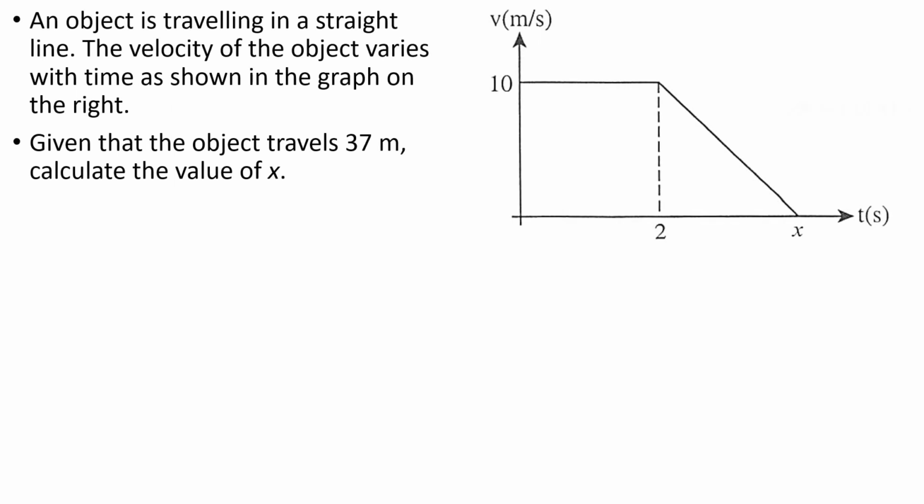Here, we are given a problem sum. An object is traveling in a straight line. Its velocity varies with time as shown in the graph. Given that its displacement is 37 meters, calculate the value of x.